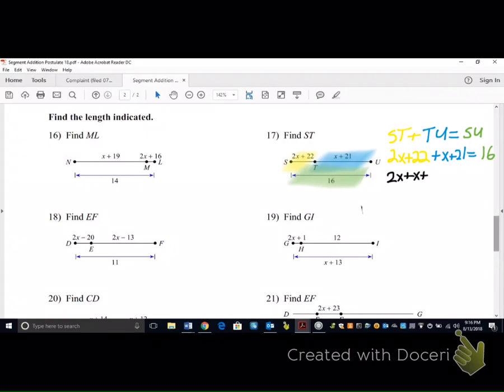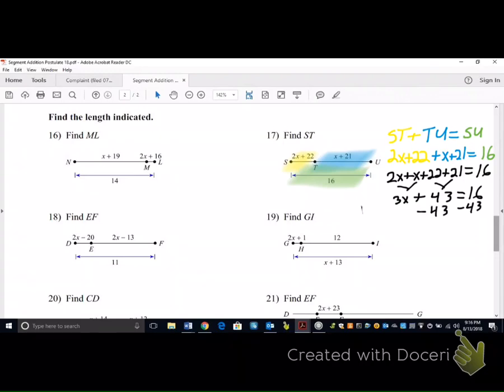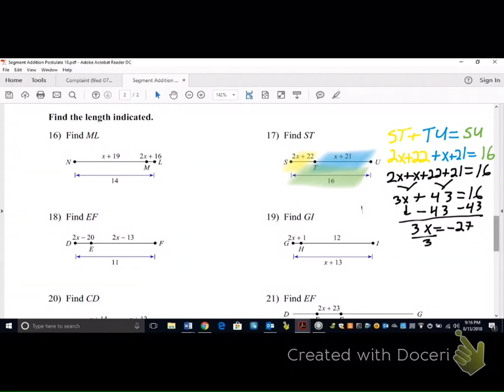I'm going to rewrite this and put everything together. So I put my variable terms together and my constants together. 2x plus x is 3x. 22 plus 21 is 43, equals 16. I am then going to subtract 43 from both sides, and I'm going to get 3x equals negative 27. Divide both sides by 3, and I get x equals negative 9.